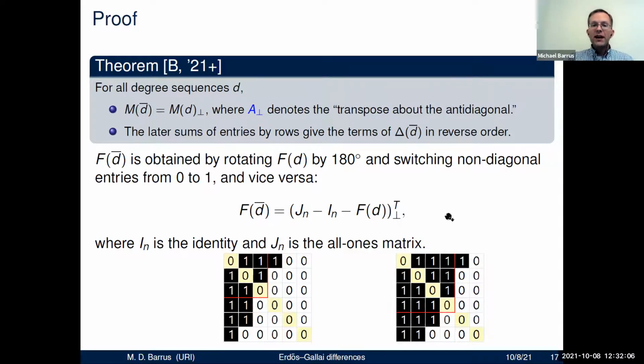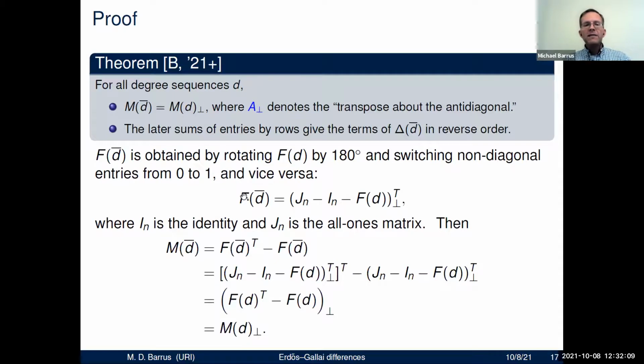So if I take this expression for F of D bar, I can calculate M of D bar, the difference matrix of the complement, by plugging in our definition and substituting in my expressions. You'll see here we have a couple of transposes. You'll see that the all ones and the identity matrix cancel each other out in this difference. We end up with just the original Ferrers diagram transpose minus the original Ferrers diagram, taking the anti-transpose of that. And so we have proved our first result, that these two matrices are just reflections of each other across the non-main diagonal, the anti-diagonal.